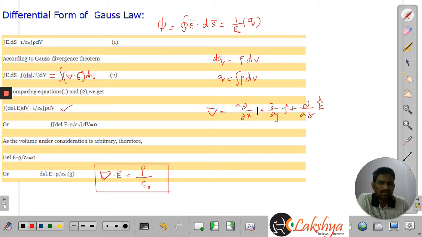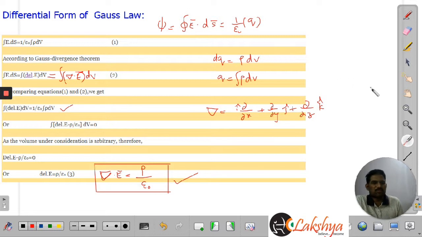That means dou by dou x i cap plus dou by dou y j cap plus dou by dou z k cap. That means it's a partial differentiation, you know. That is the meaning of this del operator here. Got it? This is the differential form, and this total derivation is not required for you. No need of remembering this total derivation, and Gauss divergence theorem is also not required for you. Just remember this as a differential form of this Gauss law, this equation.